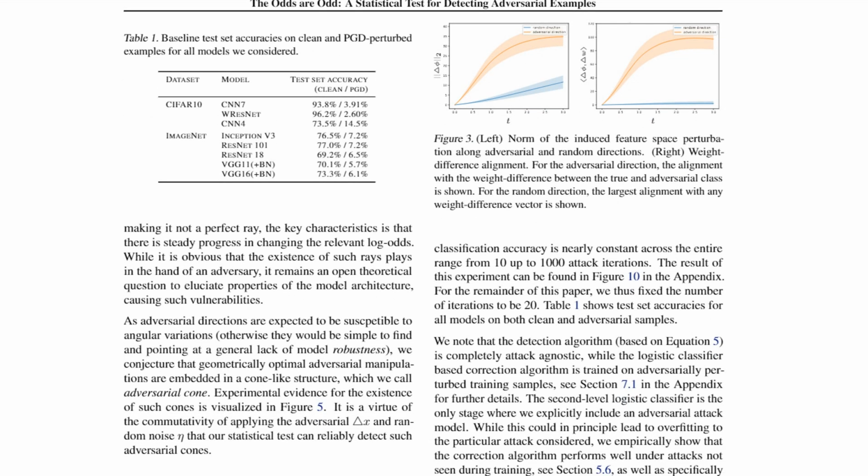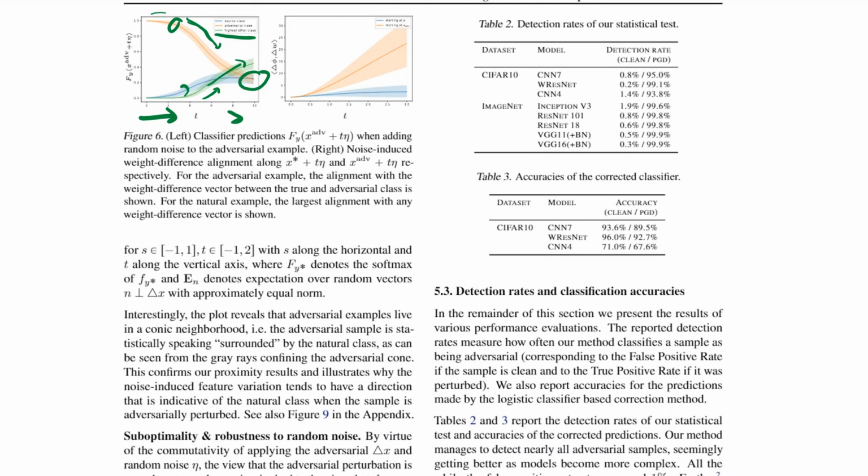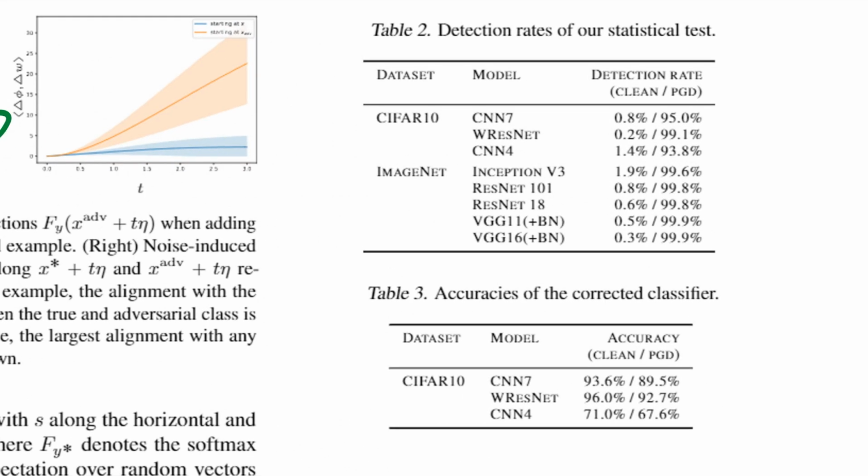So we have a bunch of experiments. We mostly experiment on CIFAR-10 and on the ImageNet dataset. This is one of the main results, the detection rates of our statistical test. On clean samples you want the detection rate to be low, and on adversarial samples you want the detection rate to be high. We achieve very large detection rates while having very low false positive rates, especially on ImageNet. So it seems like the better these models are, the better we are at detecting adversarial examples. It's kind of a direct correlation to how well the models perform on accuracy in a clean setting.